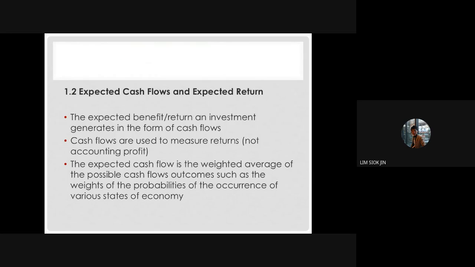Moving forward, financial management is not just to calculate, but it is also to predict. So you calculate what has happened, and you also want to predict what will happen in the future. That is why the words expected cash flow and expected return come in.